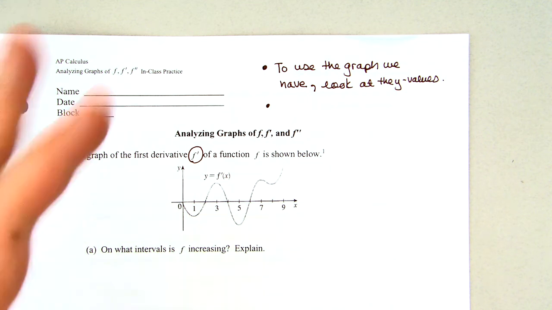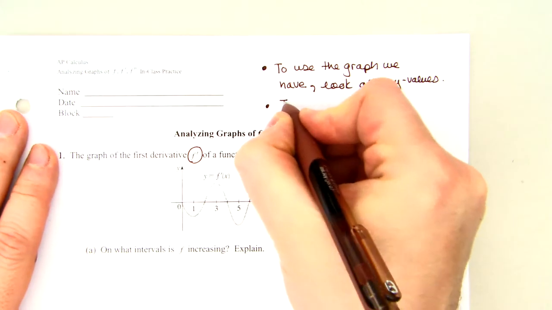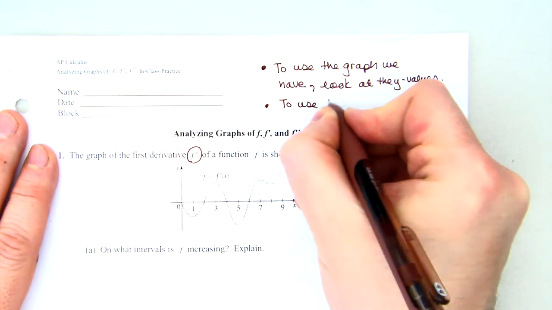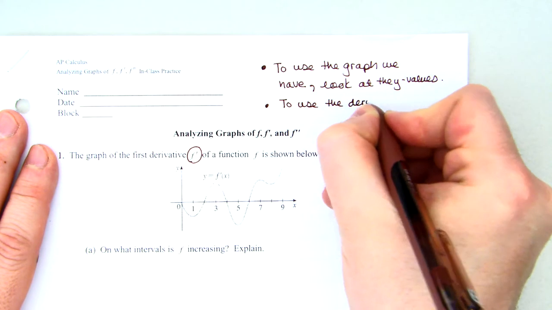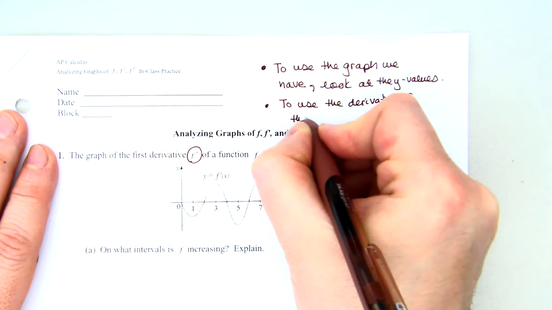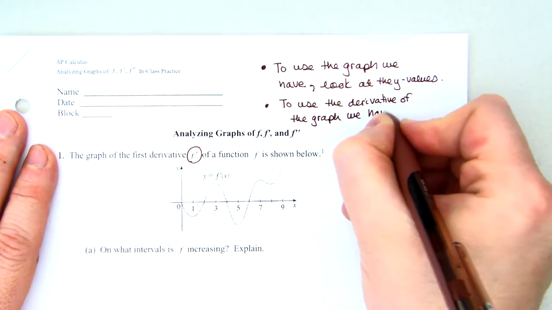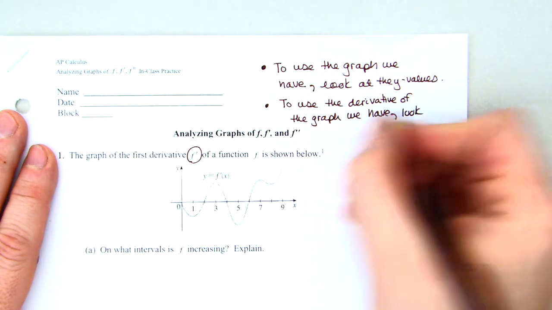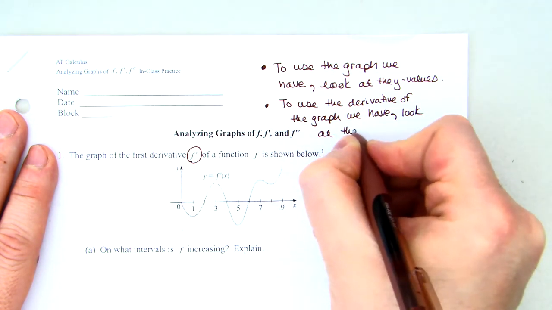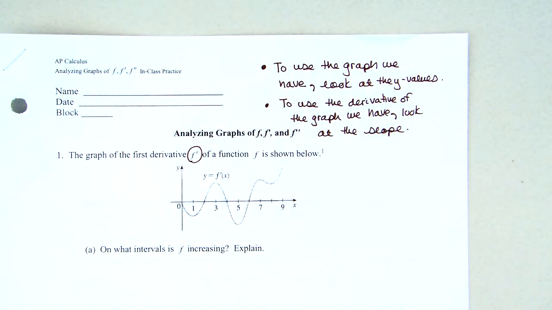The other idea that will somehow help us figure out all this kind of stuff is to use the derivative of the graph we have. We're going to look at the slope. To use the derivative of the graph we have, look at the slope. And somehow those 2 ideas will take us through this entire packet.